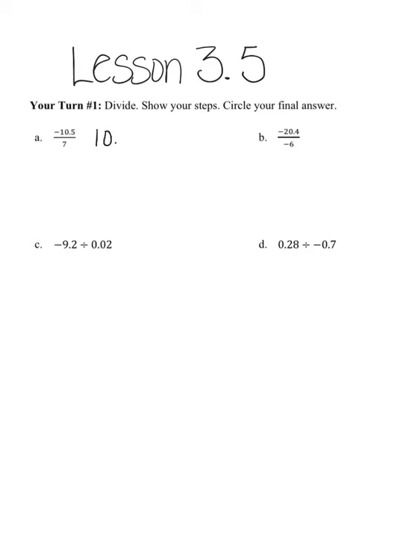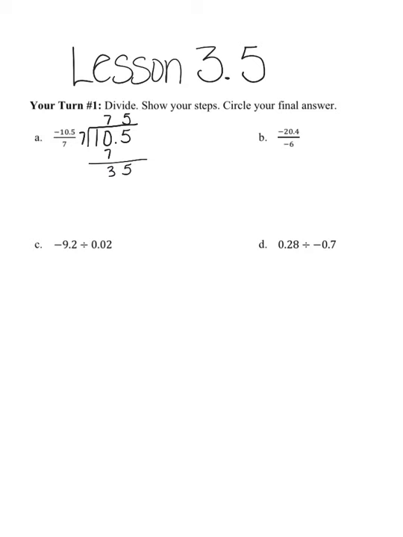So I'm going to set up my long division here. 10.5 divided by 7. I will look back at the end in my original problem to determine the sign of my answer once I have done the division. So 10.5 divided by 7. I know that 7 goes into 10 one time. And 7 goes into 35 5 times.